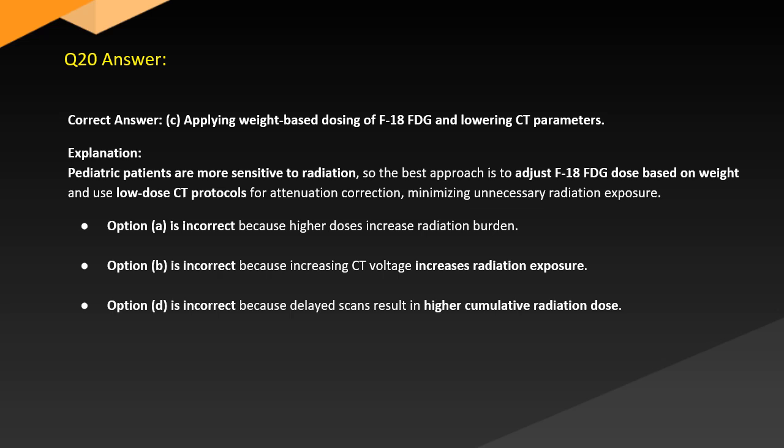Answer. Correct answer C. Applying weight-based dosing of F18-FDG and lowering CT parameters. Explanation. Pediatric patients are more sensitive to radiation, so the best approach is to adjust F18-FDG dose based on weight and use low-dose CT protocols for attenuation correction, minimizing unnecessary radiation exposure. Option A is incorrect because higher doses increase radiation burden. Option B is incorrect because increasing CT voltage increases radiation exposure. Option D is incorrect because delayed scans result in high cumulative radiation dose.